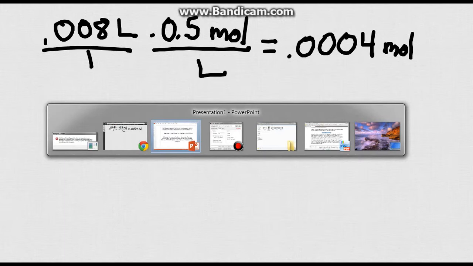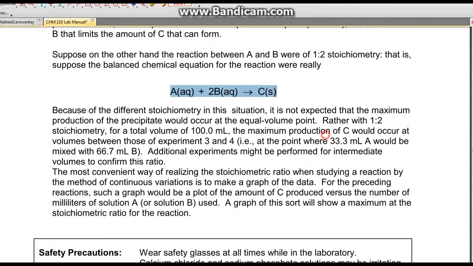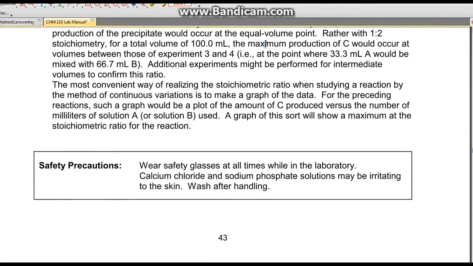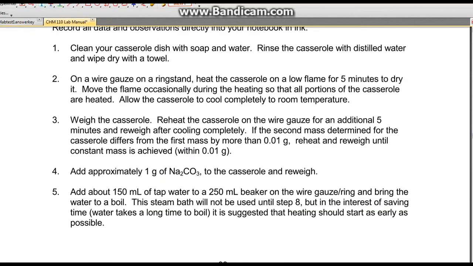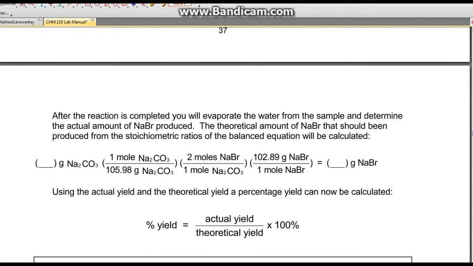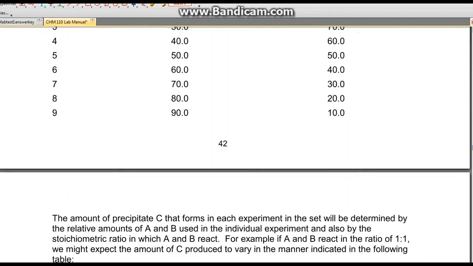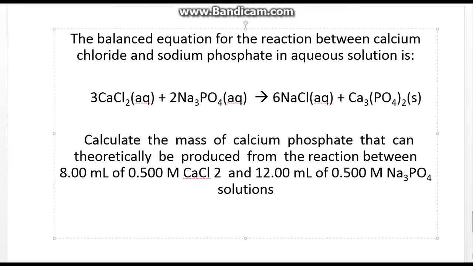Alright, and from this we can then basically just kind of like on the last problem go over, like on this chapter or Lab 5, it kind of goes over how to do that as well on page 37 right here. Like I said, you really need to learn how to do this, so make sure that you understand that for this practical. Okay, so we've got this many moles of our calcium chloride, and so we need to find out the mass of calcium phosphate that can be formed.